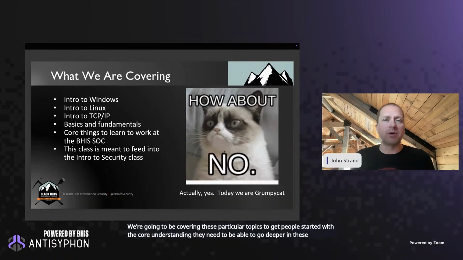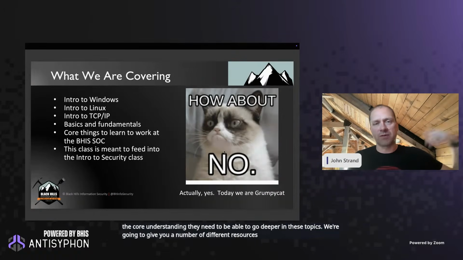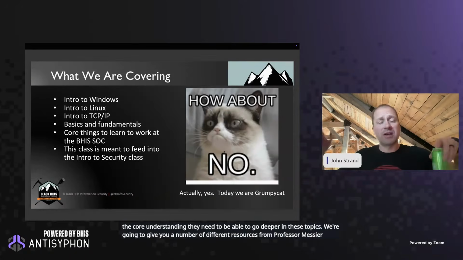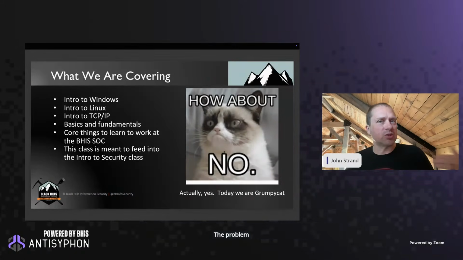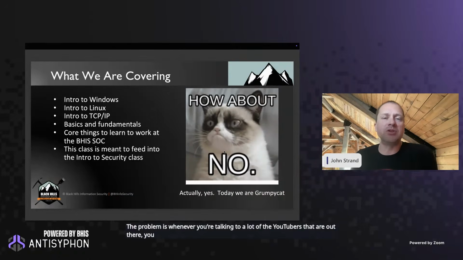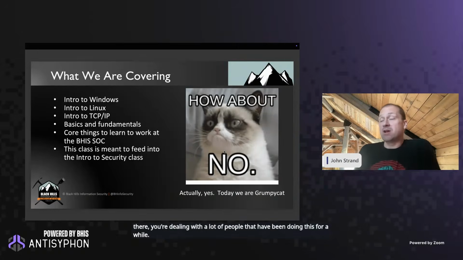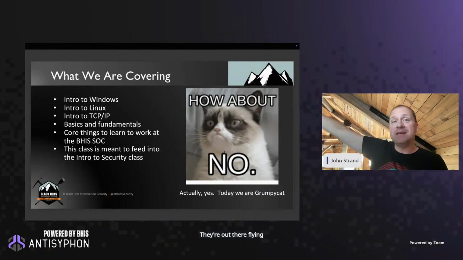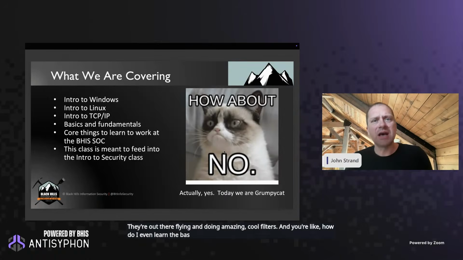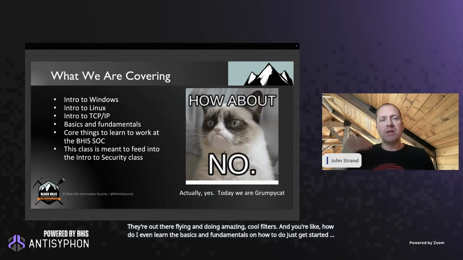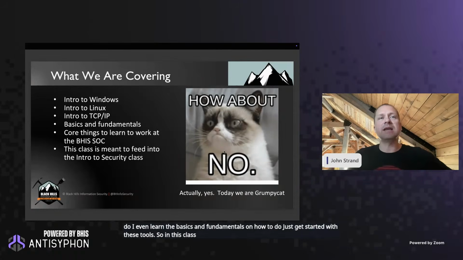We're going to give you a number of different resources from Professor Messier. We're going to be talking about John Hammond and all these awesome places. But the problem is, whenever you're talking to a lot of the YouTubers that are out there, you're dealing with a lot of people that have been doing this for a while. They're out there flying and doing amazing, cool filters. And you're like, how do I even learn the basics and fundamentals on how to just get started with these tools? So in this class, we're going to be hitting those basic fundamental concepts.